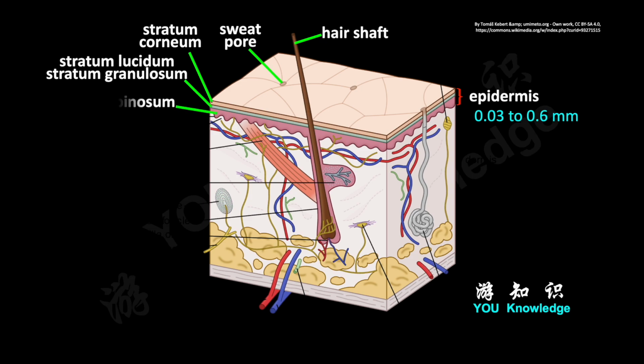Under the stratum granulosum is the stratum spinosum. The stratum spinosum contains polyhedral keratinocytes that are joined with desmosomes. Under the stratum spinosum is the stratum basale. The stratum basale is a single layer of columnar cells that attach to each other by desmosomes and hemidesmosomes.